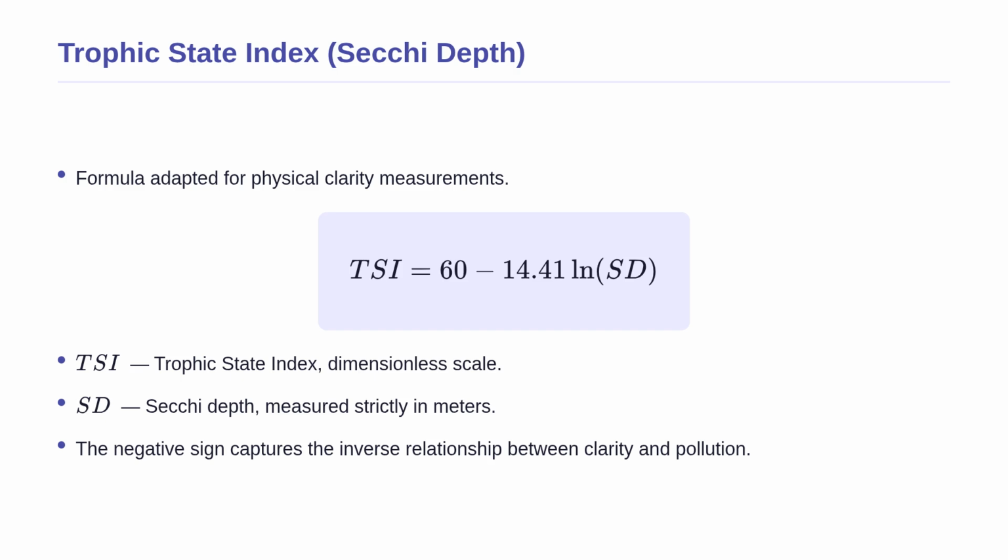This is crucial. It mathematically captures the inverse relationship between water clarity and pollution. As nutrient levels go up and algae multiply, the water clarity naturally goes down. The negative sign ensures that a smaller depth, meaning murkier water, correctly results in a higher, worse index score.